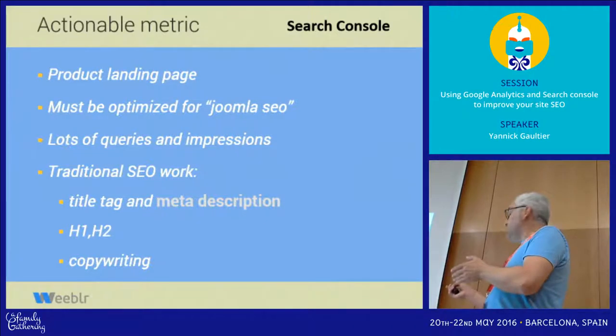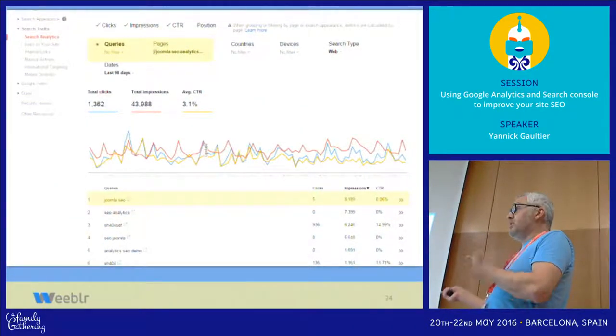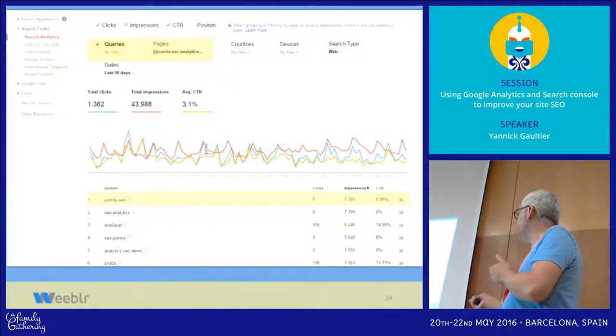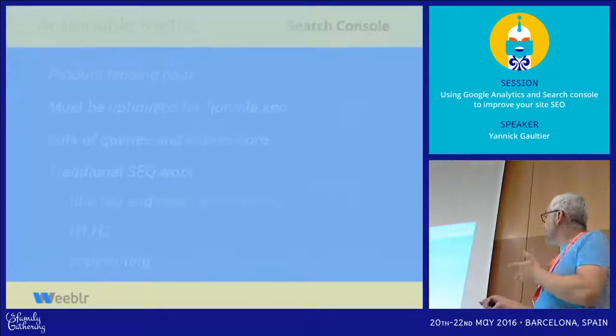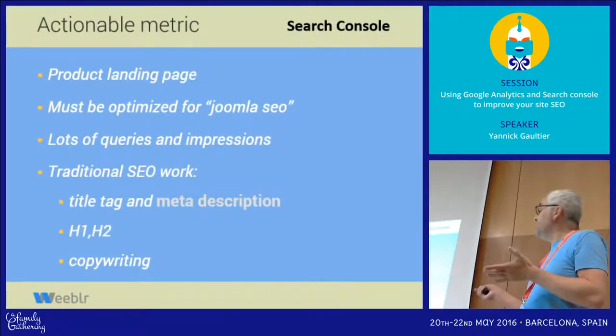So once you've seen that, you've seen that the page is relevant. Google thinks you are relevant, which is the first step, and it's pretty good. But we don't use that. So when you have such a problem, what you want to look for is, this is our product landing page. It should be optimized for Joomla SEO. So we have lots of queries and lots of impressions.